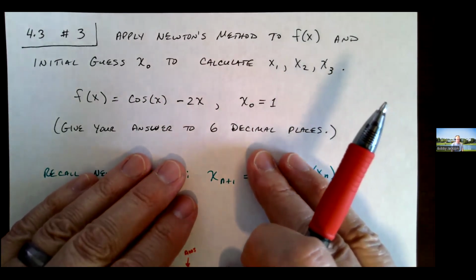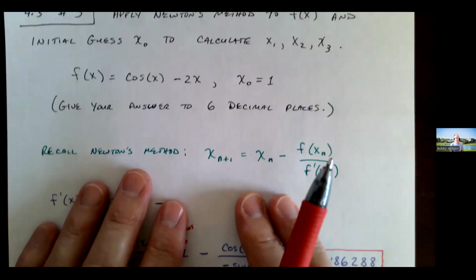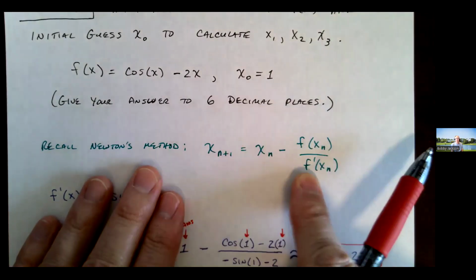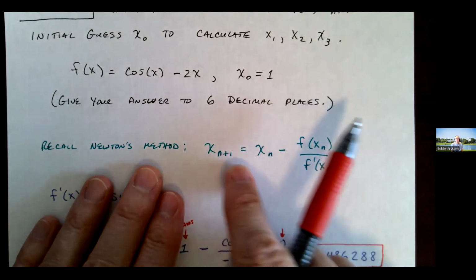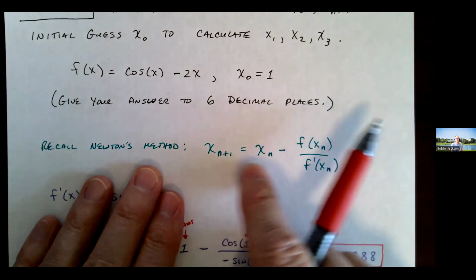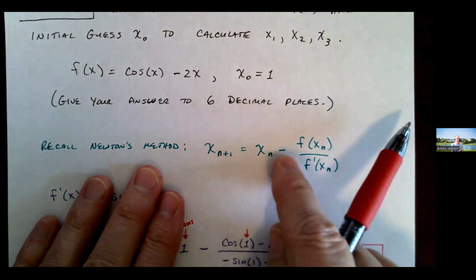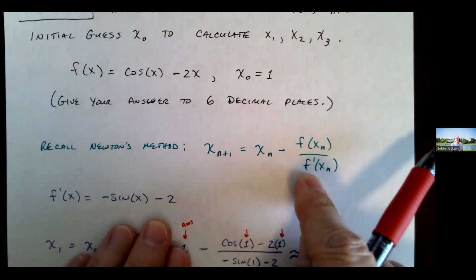As I showed you in class, you want to use your calculator to help, and I'll do it the same way that I did it in class. So recall Newton's method. This will be given on the test. You'll have this to use. To find the next iteration, n would be equal to 0 in this case, right? x sub 1 would be x sub 0 minus f of x sub 0 divided by f prime of x sub 0. So we do need to know f prime.